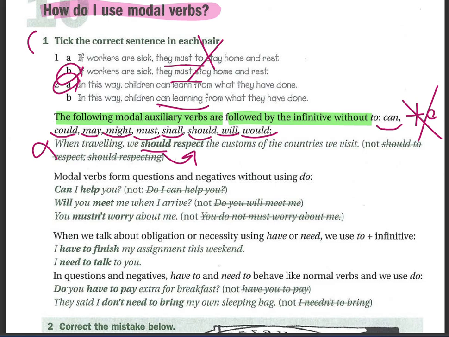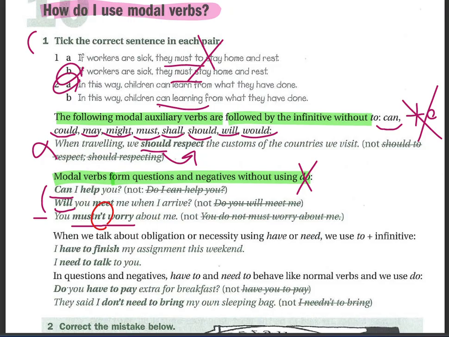Of course not. Here, modal verbs form questions and negatives without using do. So when it comes to modals, in their questions, we don't use do. We use the modals, yes? For example, can I help you? Will you meet me when I arrive? And look at here. You mustn't worry about me. The negative. So for the negative, we don't use don't or doesn't, yes? We add not. Must, mustn't. Should, shouldn't. Will, won't. Would, wouldn't. And the rest of it.